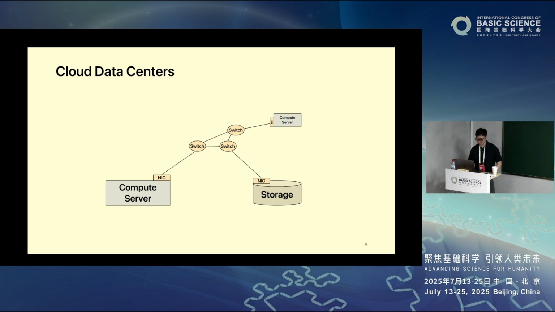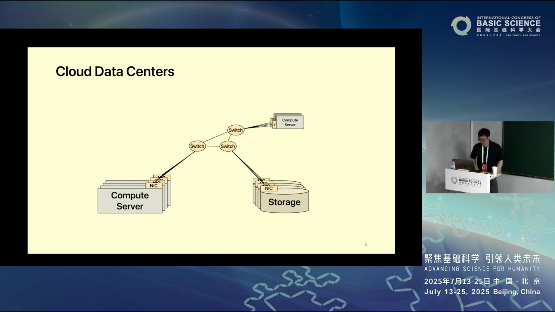And the network fabric is basically a set of networking switches. So the NIC will connect to the switch, and the switches are interconnected. This is the high level concept of a data center network. And as I mentioned, the network is why we can build this massive scale infrastructure.